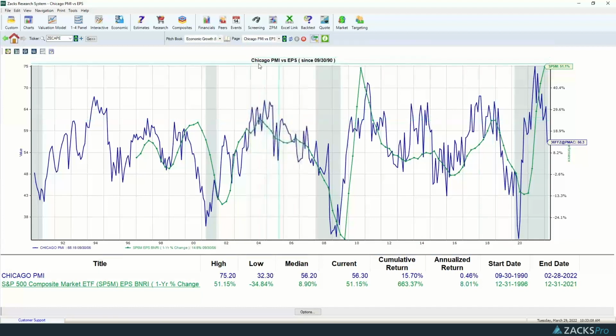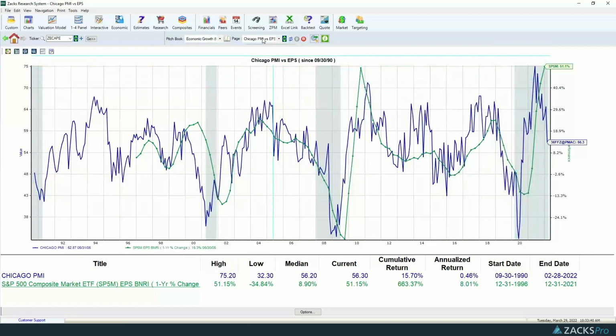So the Chicago PMI is very much an important number to keep an eye on as well. This is on the supply side of the equation. Factory orders are on the demand side. Chicago PMI is one of many indicators on the supply side, on the production side. And I just wanted to also quickly highlight this extraordinary correlation that exists between the Chicago PMI and S&P 500 earnings year-over-year percent change.